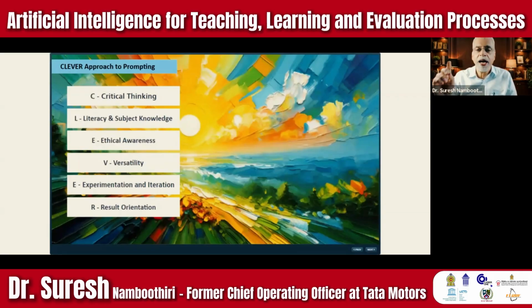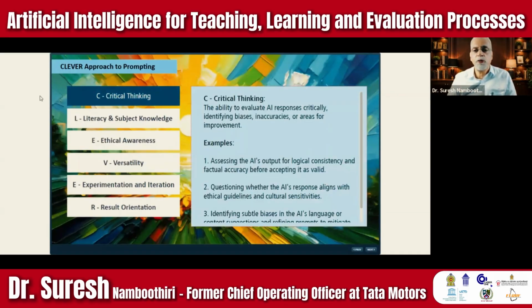You rule. C stands for critical thinking. The ability to evaluate AI responses critically, identifying biases, inaccuracies, or areas for improvement. This is what critical thinking stands for. C for clever approach to prompting. Let me tell you one very good example. I always say that what you are doing with generative AI is actually boxing. You are doing sumo wrestling with ChatGPT. It will tell something, you counter.